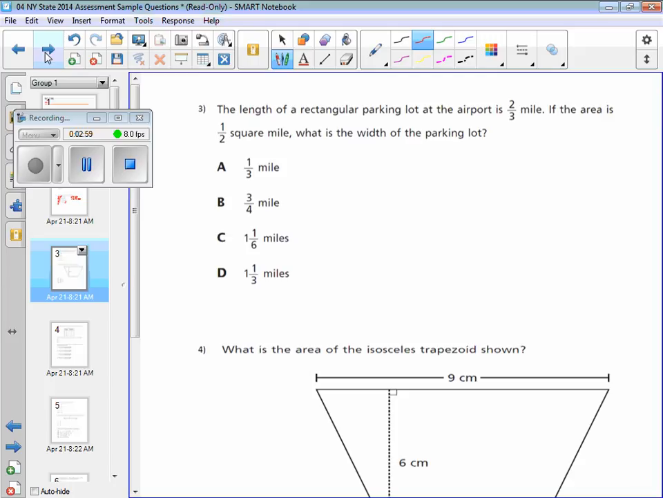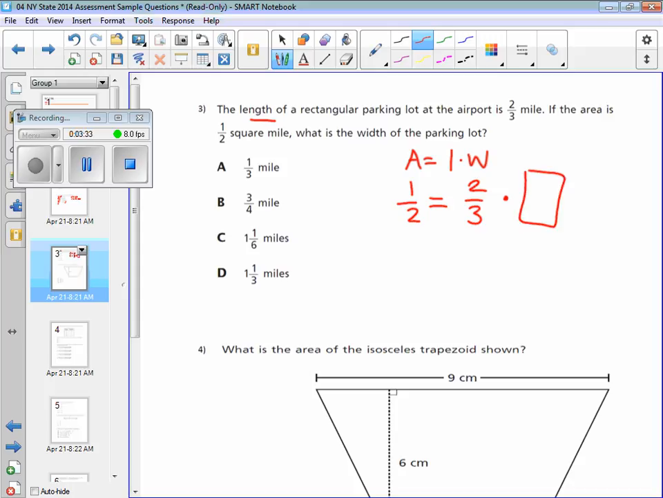You should know by now the area of a rectangle is area equals length times width. They're not giving you the length and the width and asking you to multiply. They're giving you the area. They're giving it to you in reverse. They're telling you that the area is a half square mile, and they're telling you that the length is 2/3. So in essence, what you're doing is, well, 2/3 times what fraction will make 1/2?